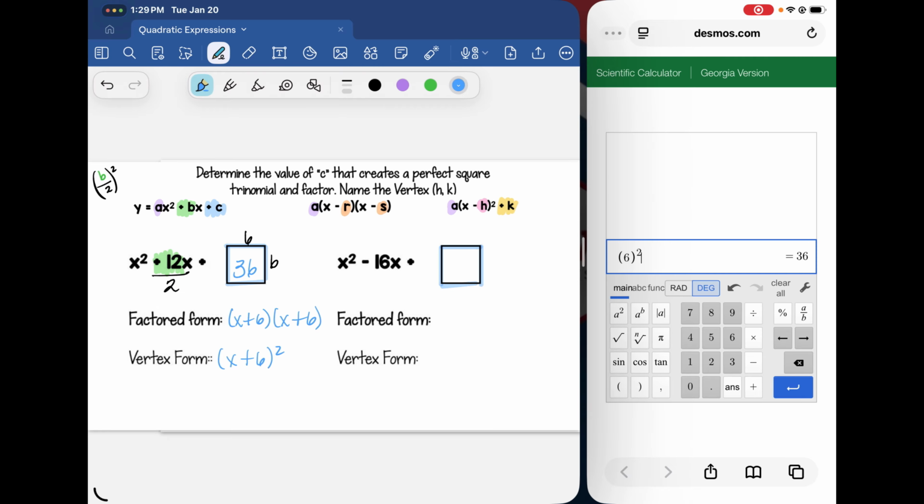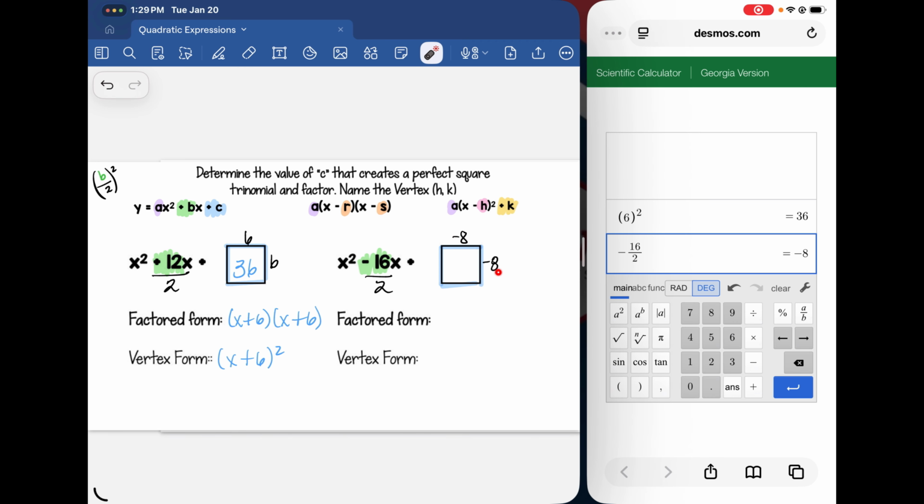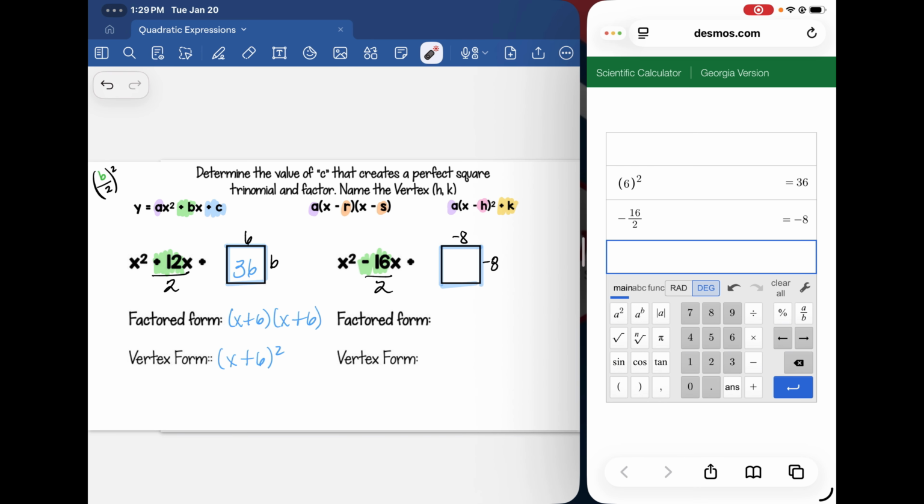All right, what about x squared minus 16x plus blank? What do I need first to find the value for c that will complete the square? Find my b value, negative 16, and do what with it? Take half of it. Negative 16 divided by 2 is a negative 8. That means this side is a negative 8 and this side is a negative 8. Because negative 8 plus negative 8 is negative 16. And negative 8 times negative 8 is positive 64. Because a negative times a negative is a positive.